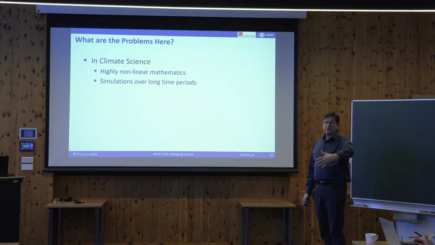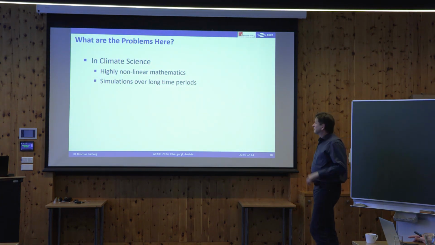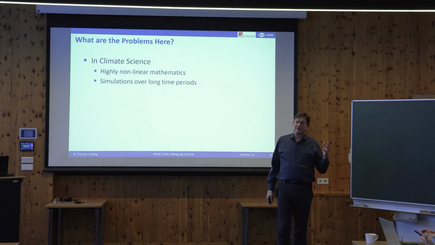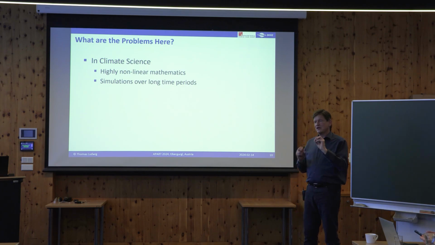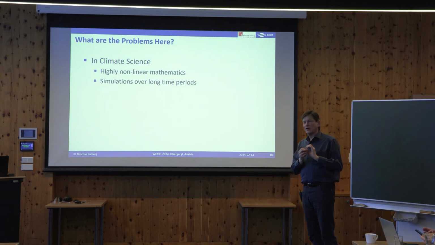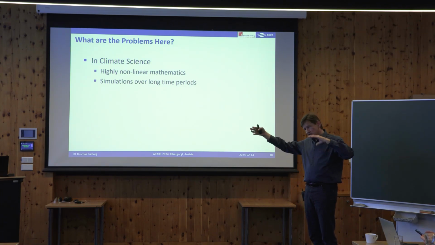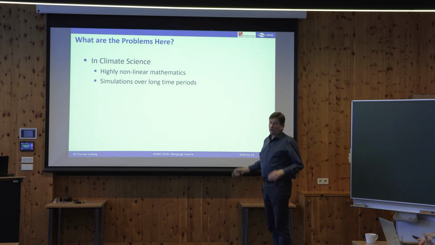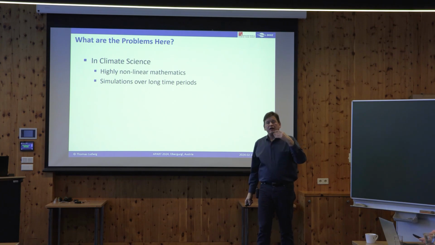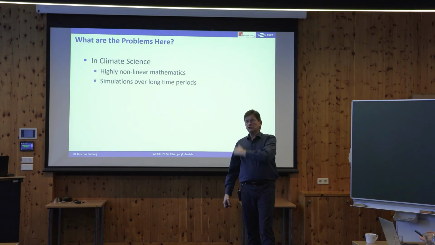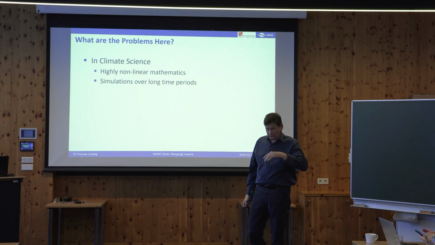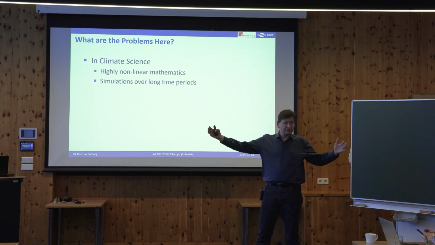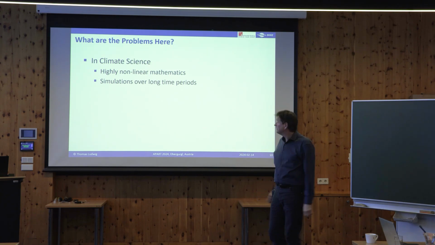So why do we have these problems with climate science? The point is, if you look at climate science, this is always highly nonlinear mathematics. That is really tricky because small changes of the input value might trigger big changes of the results. And then the simulations are usually over a long period of time. So every single rounding issue, not necessarily a rounding error, but a rounding issue, will add up because you make simulations over 100 years of simulated time or so.